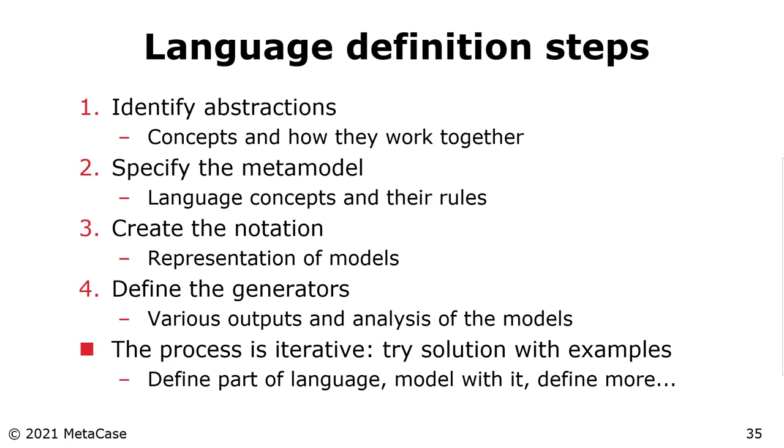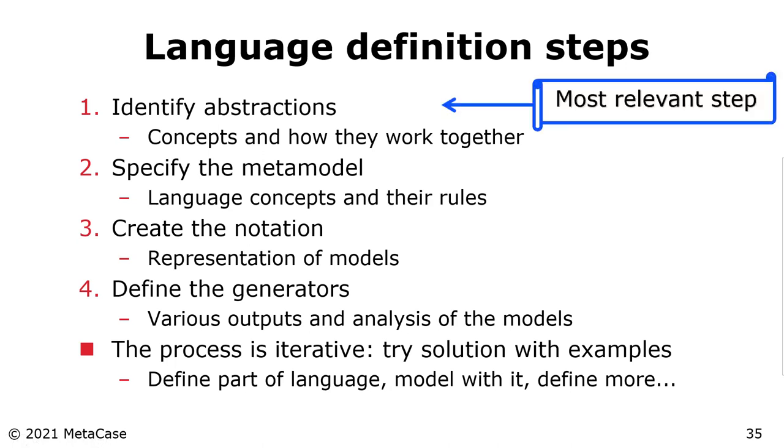But the most critical step here is not the meta model or generators. The most critical step is that we find out the relevant abstraction. That is, what kind of aspects we are modeling. And the closer we are with the variation, the better the language usually is.